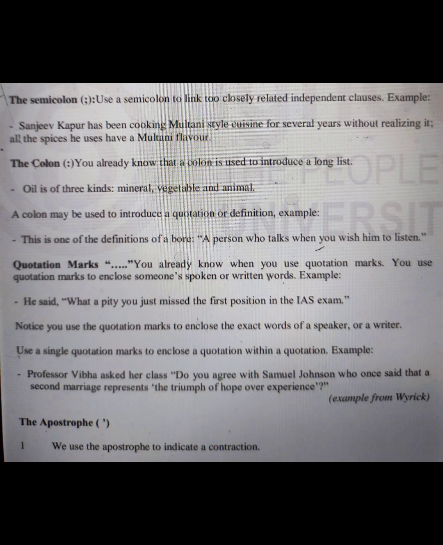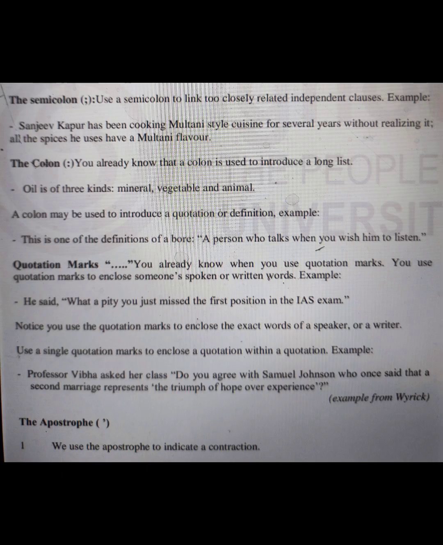The semicolon. Use a semicolon to link two closely related independent clauses. Example: Sanjeev Kapoor has been cooking Multani-style cuisine for several years without realizing it; all the spices he uses have a Multani flavor.